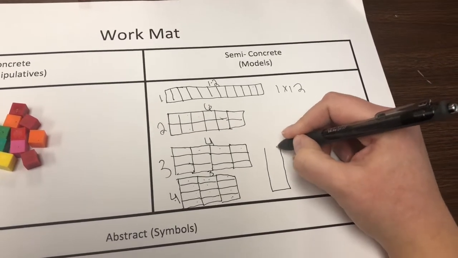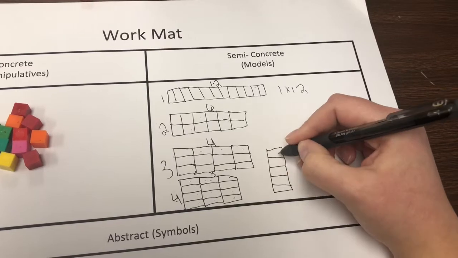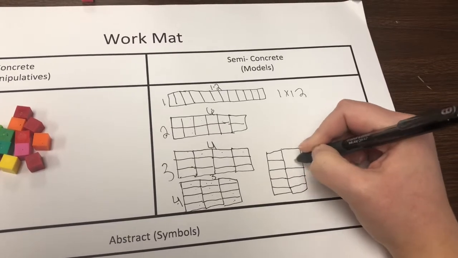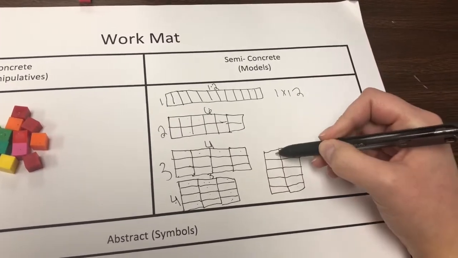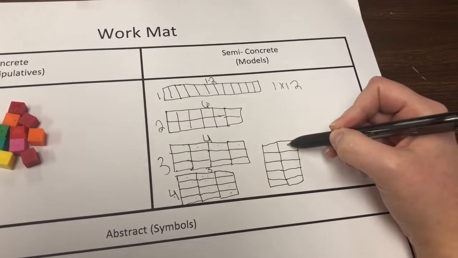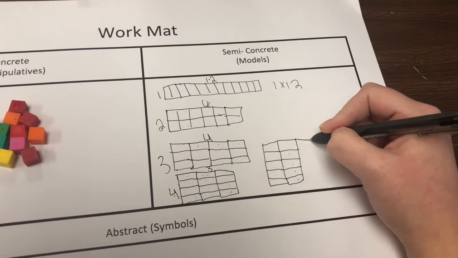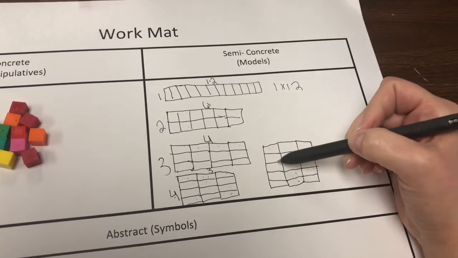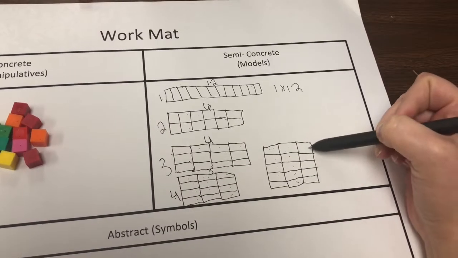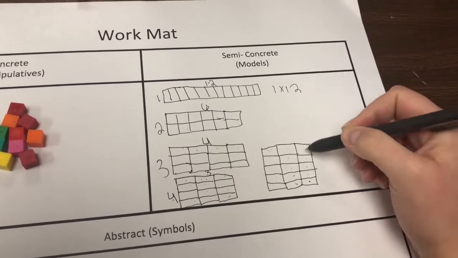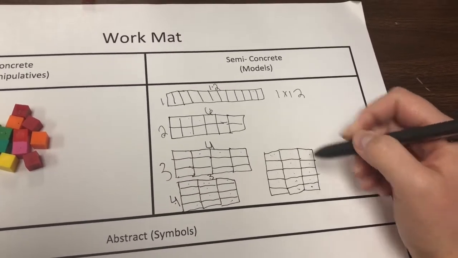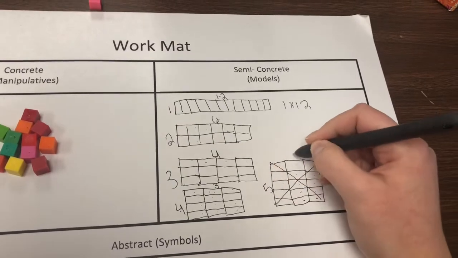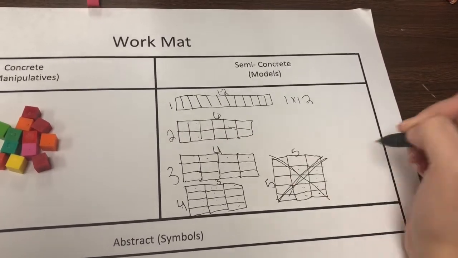So if I start with 5 boxes, 1, 2, 3, 4, 5, continue to draw 5 boxes, 6, 7, 8, 9, 10. And then if I draw another row of 5, then I have 11, 12, 13, 14, 15. Since that next row made us have 15, then 5 is not a factor, because this would be a 5 by 5, and it does not work.